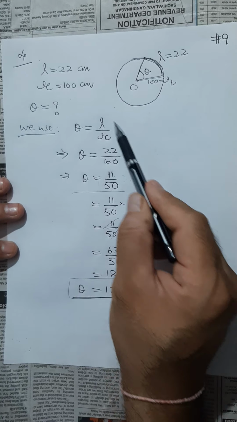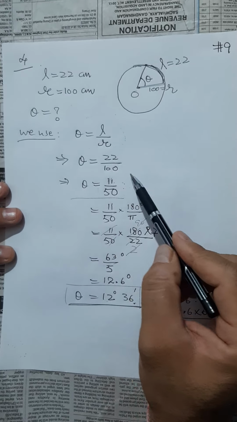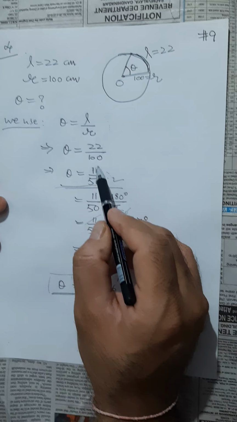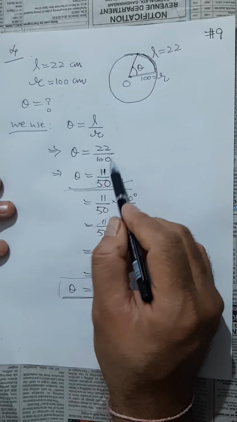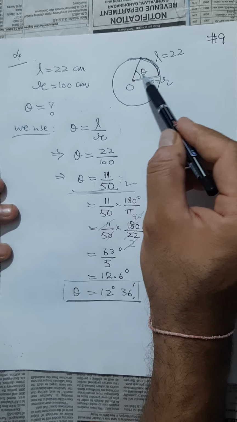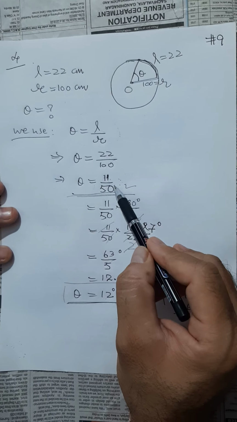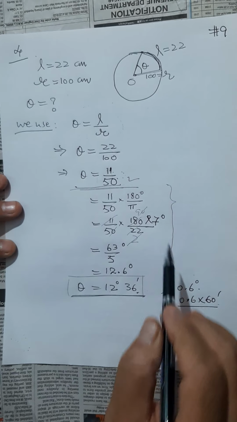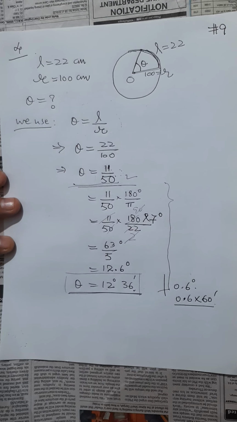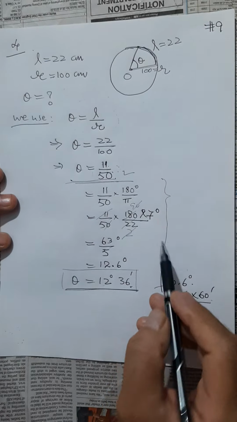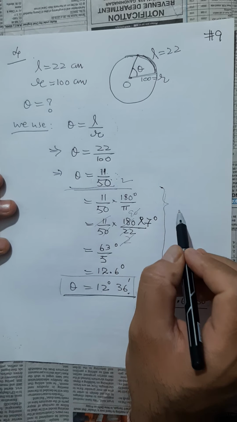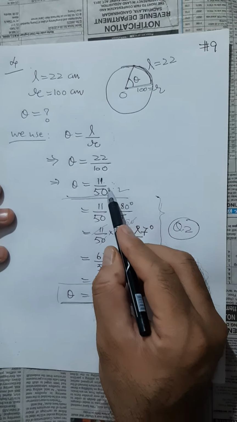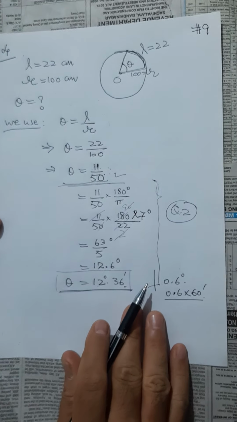I repeat, we have just used the formula theta equals L by R. If you are asked in radian, your sum is over here. This is the measure of the angle theta subtended by this arc at the center in radians, but in the question you are asked for degrees. So this portion is nothing but a repetition of question number 2. That's what we did in question 2, from radian to degree.